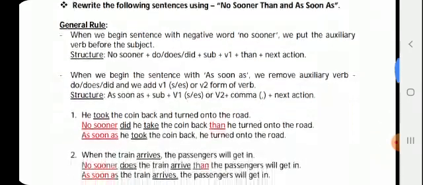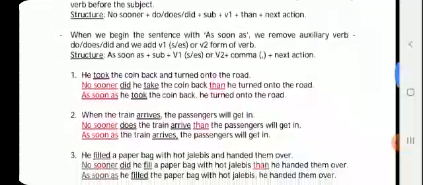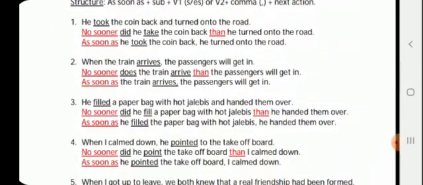When we begin the sentence with as soon as, we have to remove the auxiliary verb do, does, or did. In no sooner we add it, in as soon as we remove it, and then we add our verb depending on the verb given in the question, V1 or V2. Okay, so clear, students? And then we will have our next action. When we solve the first, we will come to know it better. So let's take the first example.